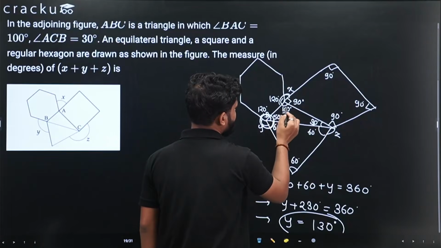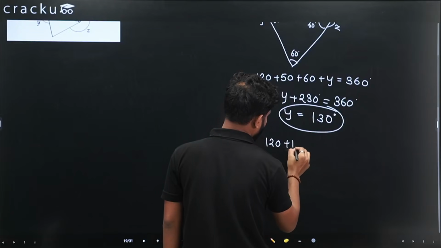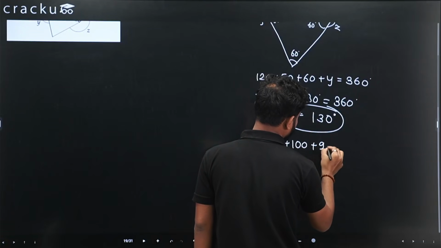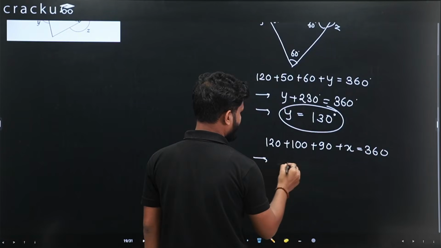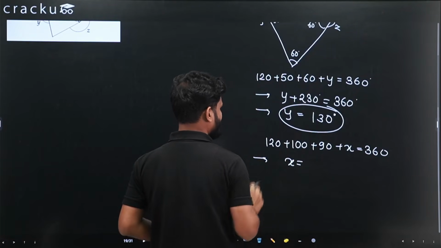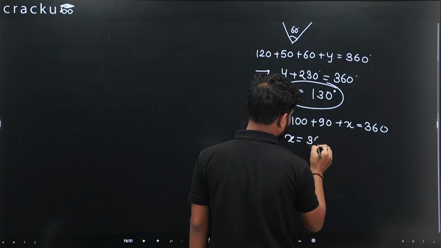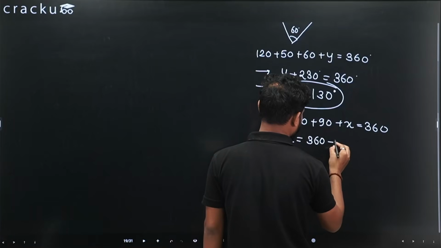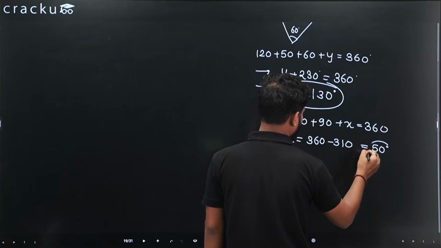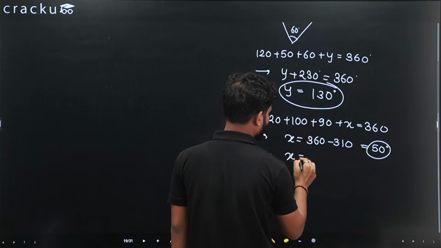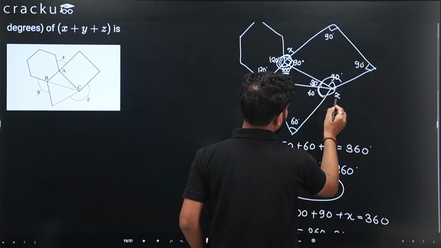Let us find out for this juncture. So it is 120 plus 100 plus 90 plus x is 360 degree. From here what do you get? You get x is equal to 90 plus 120 is 210, 210 plus 100 is 310. So this is 360 minus 310. So this is nothing but 50 degree. So x is 50 degree.